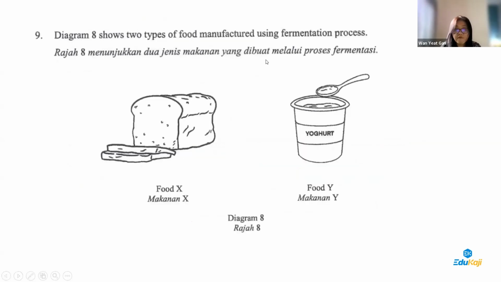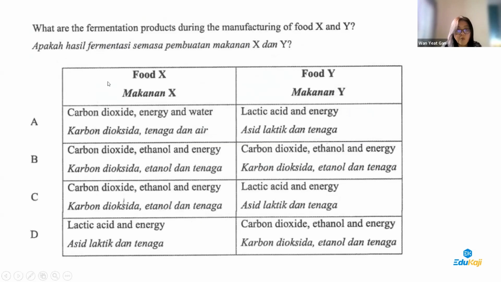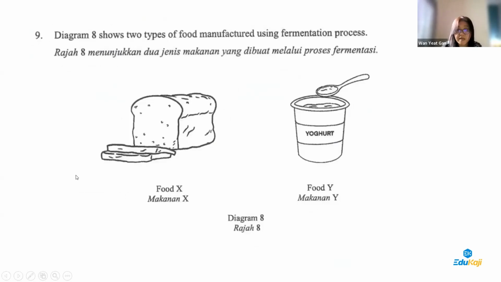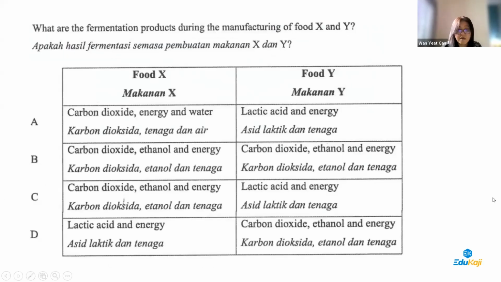Diagram 8 shows 2 types of food manufactured using the fermentation process. So you have bread and yogurt. What are the fermentation products during the manufacture of food X and Y? For food X, it is alcohol or ethanol fermentation. And the second one is lactic acid fermentation. So the answer is C.